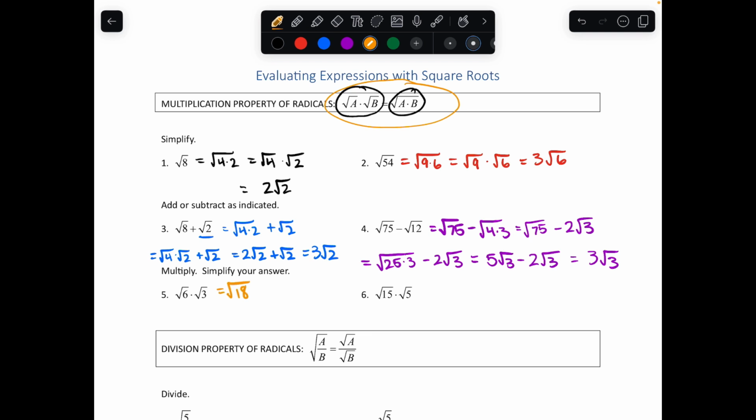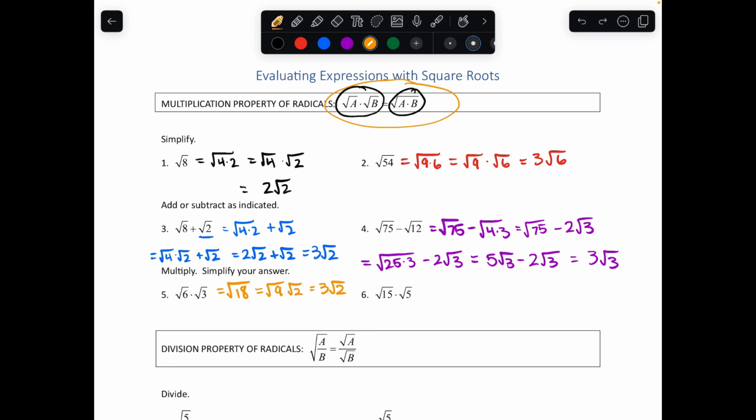And then I think to myself, can I rewrite 18 as a perfect square times a number? Well, let's look at our perfect squares. 1 squared doesn't really matter. 2 squared is 4. Can I write 4 times something to equal 18? No. What about 3 squared? 3 squared is 9. Can I write 9 times something to equal 18? Yeah, 9 times 2. So I can rewrite this as the square root of 9 times the square root of 2. And so we get 3 times the square root of 2.